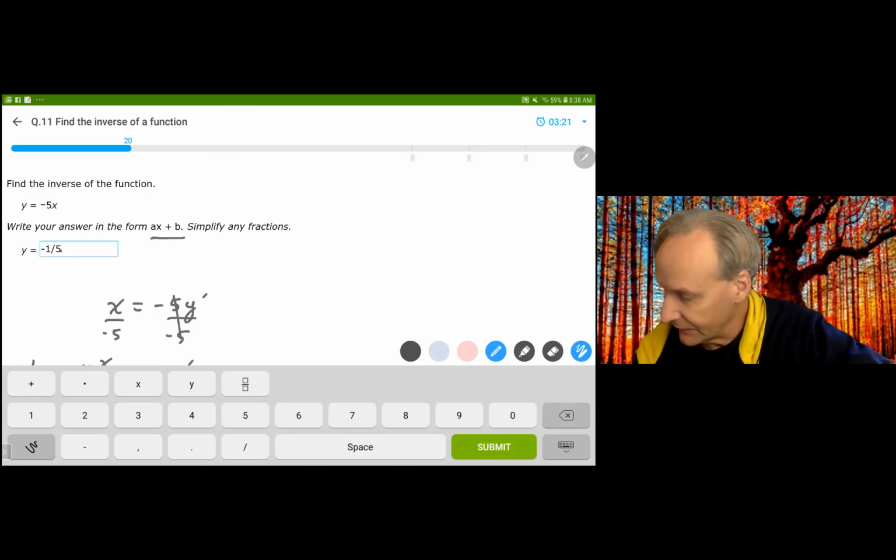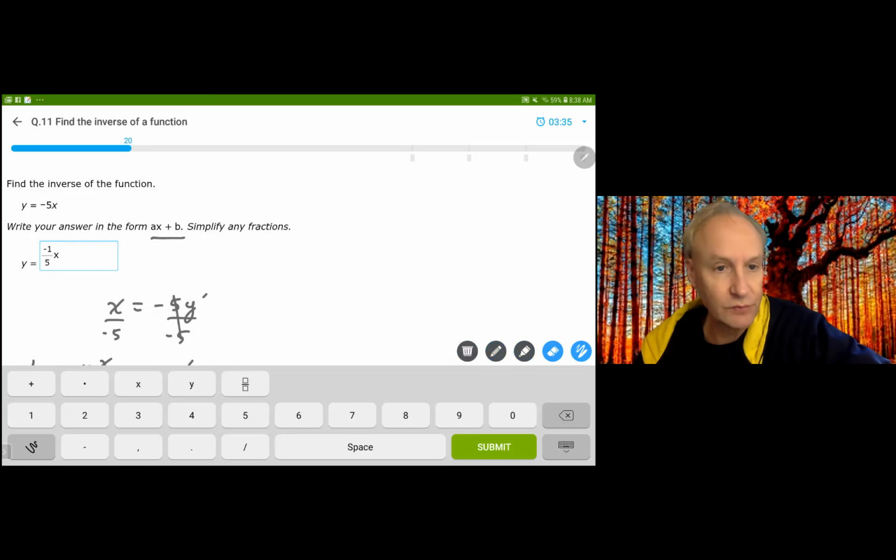Oh, there's my fraction bar. I think I'm going to go ahead and use it. Now, you probably could get away with not using it, but I think it's a good idea because the x is really up here, isn't it? Not in the bottom. And let me erase this so you can see it a little better. There's what it looks like, -1/5 x.